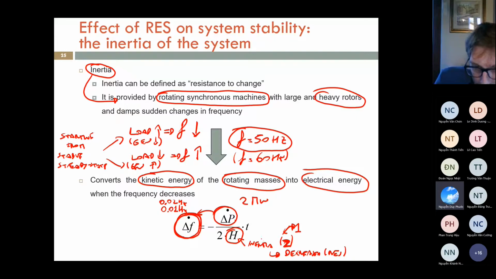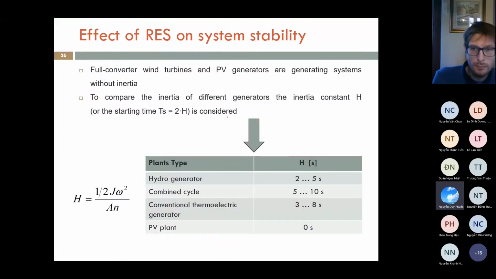So the fact of having a system with high inertia makes the system more stable. Yeah, but what's the problem? The problem is summarized in this table here. If the generation of energy comes from hydropower plants or from combined cycle power plants or from thermoelectric generators, I have a certain value of inertia: 2, 5, 5, 10, 3, 8. But look here, the PV power plant, which is connected to the power system using converters, has an inertia equal to 0.